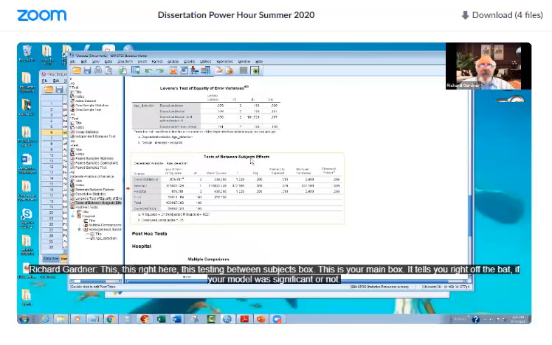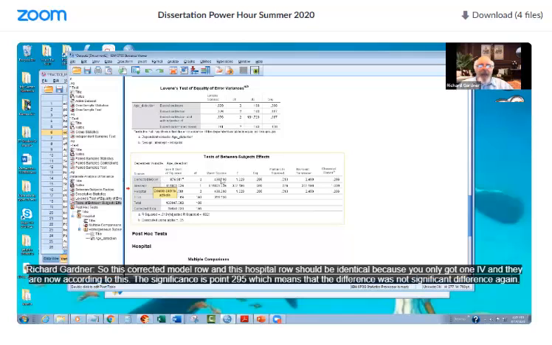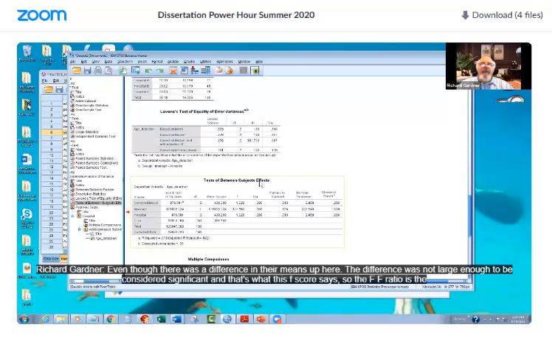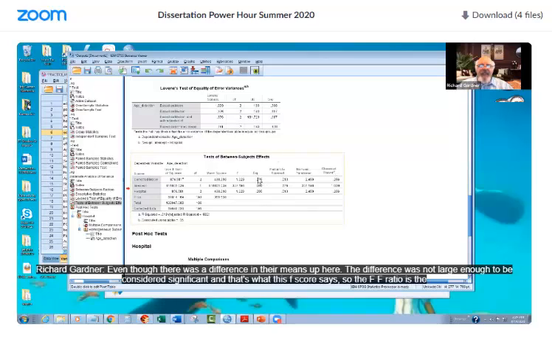This right here, this tests of between subjects box, this is your main box. It tells you right off the bat if your model was significant or not. So this corrected model row and this hospital row should be identical because you only got one IV, and they are. Now, according to this, the significance is 0.295, which means that the difference was not significant. Again, even though there was a difference in their means up here, the difference was not large enough to be considered significant, and that's what this F score says.